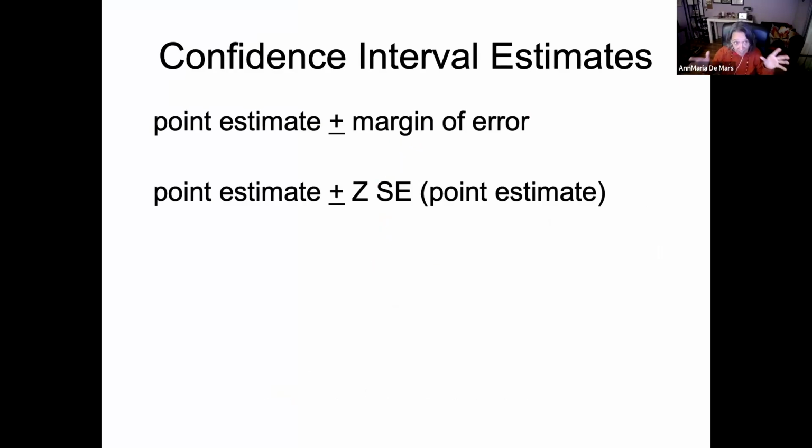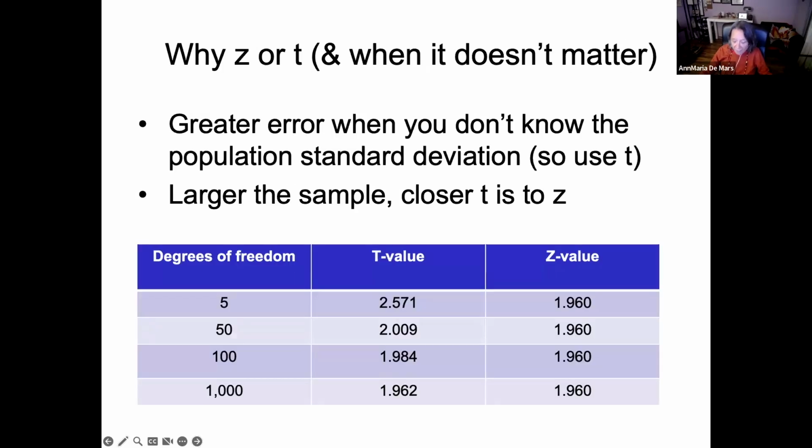To estimate a confidence interval, which gives you an estimate of what the population parameter would be, you take the point estimate, say a mean, plus or minus the margin of error. And that would be the point estimate minus Z or T times the standard error, and plus Z or T times the standard error. Now, why Z or T, and when it doesn't matter?